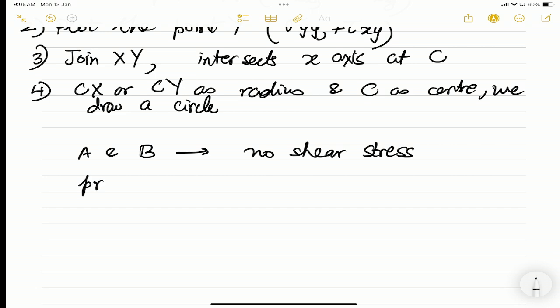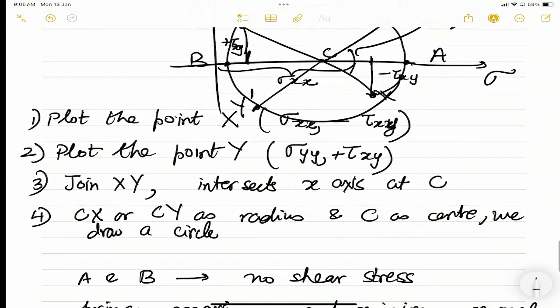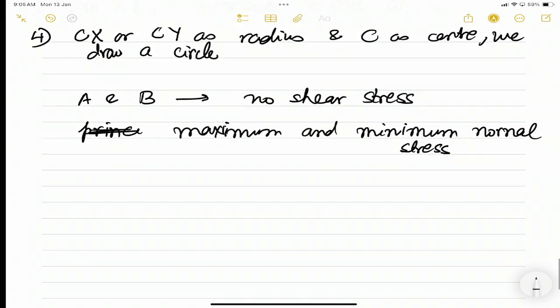And they give us the maximum and minimum normal stress. At that point, for that orientation, if I rotate, then the maximum normal stress will come when I come to this horizontal state. And this angle, so this is angle XCA, we give it a special name, we call it theta p.